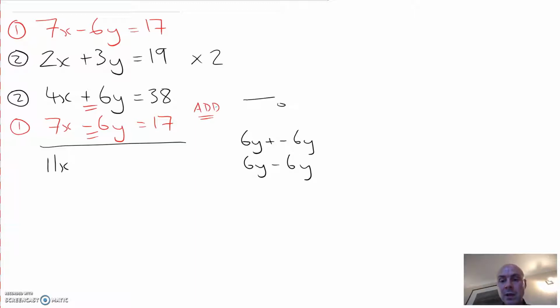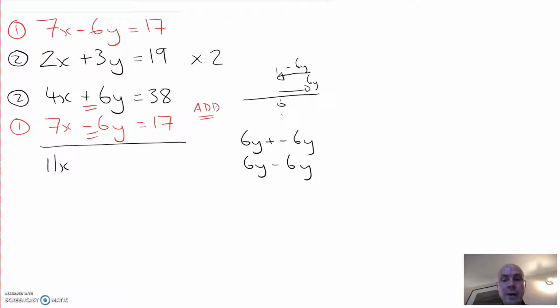Think about a number line with a 0 in the middle. We've gone up to 6y. Y's are on the line. And then we've got to add a negative 6y. If we add a negative 6y, we're going backwards on our number line. We're going to get back to 0.